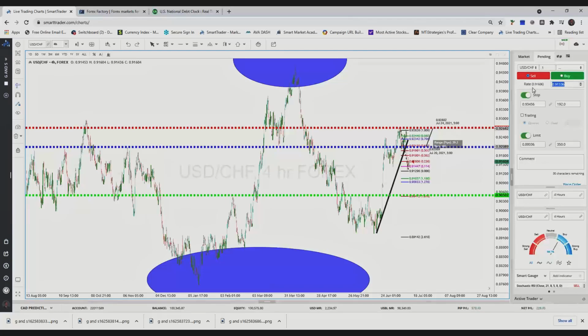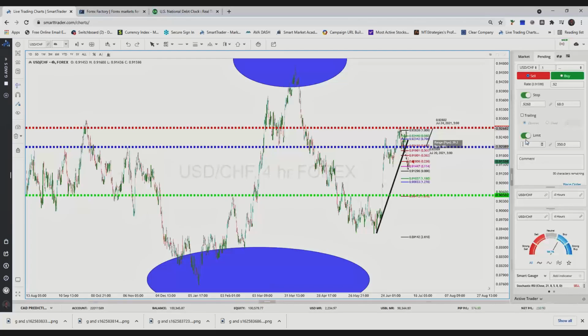So let's go ahead and set my rate for my pending sell at 0.92. Okay, 92 cents. Sounds cool to me. Okay, stop loss 0.9268.